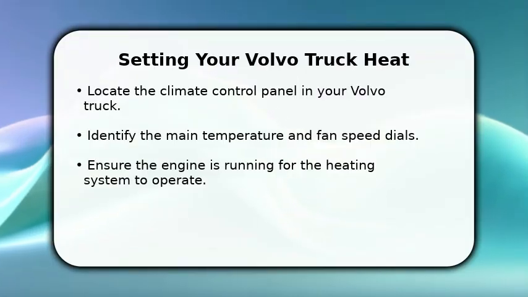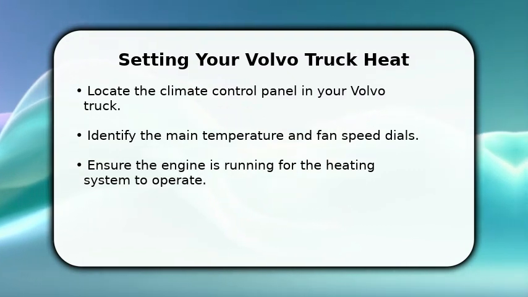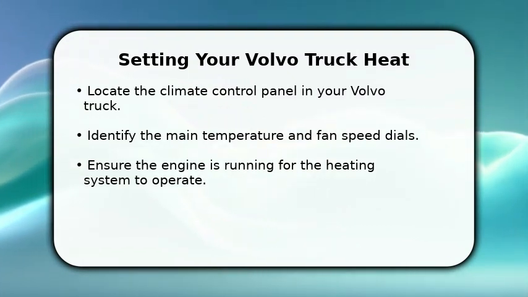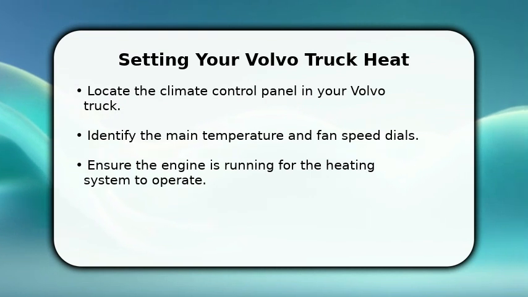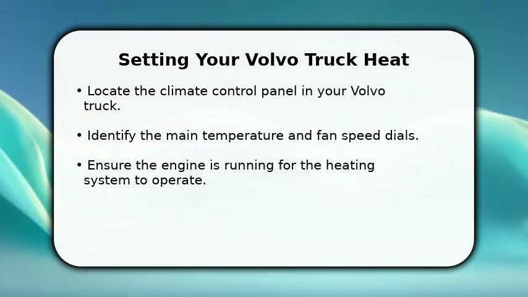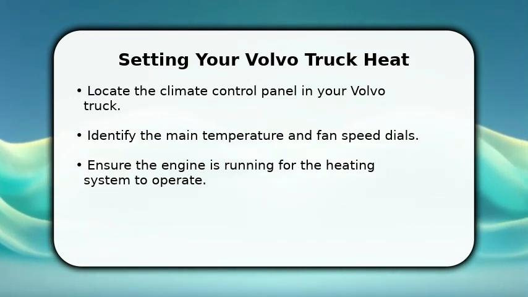In this video, I will explain how to set heat in a Volvo truck. First, locate the climate control panel, usually found on the dashboard. You'll see several dials and buttons. Make sure your truck's engine is running, as the heating system relies on engine heat. We'll start by understanding the basic controls for a comfortable cabin temperature.